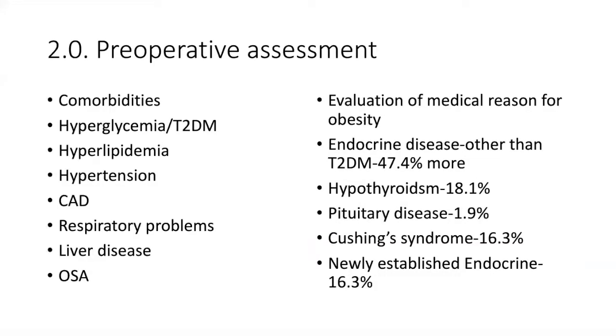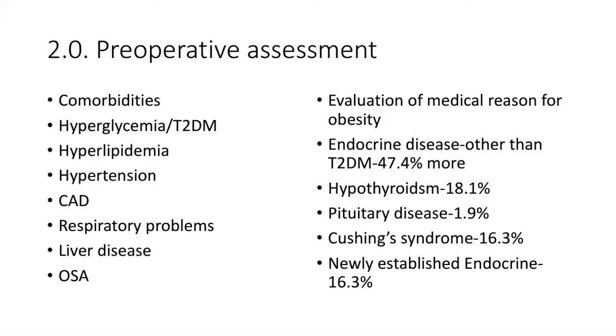So to go for anesthesia, or understanding a patient with obesity, we need to assess the risk, and we have to assess the patient's physical condition. So we have to assess the comorbidities like hyperglycemia or diabetes, hyperlipidemia, hypertension, and presence or absence of coronary artery disease.